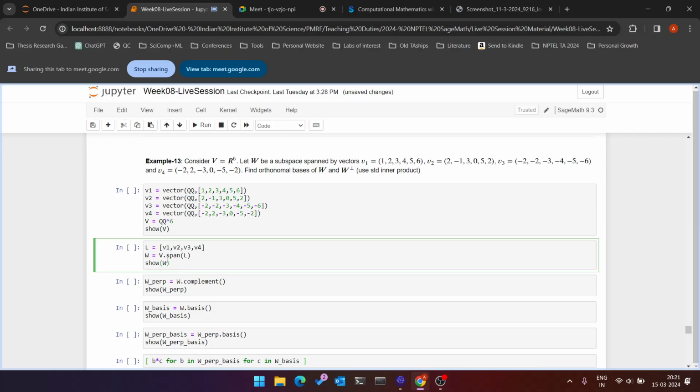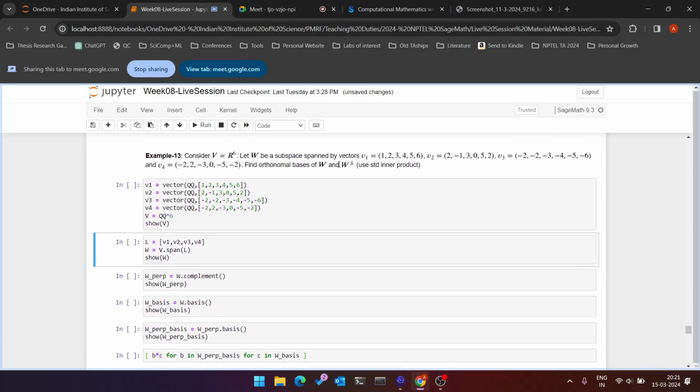Example number 13. Consider V equal to R6. Let W be a subspace spanned by vectors V1, V2, V3, and V4. So we have been given four 6-dimensional vectors, and from this we have been asked to find the subspace W, which is basically the linear span of these four vectors. And then we have been also told to find an orthonormal basis for W as well as the orthogonal space W perpendicular, using the standard inner product. So basically dot products between two vectors.